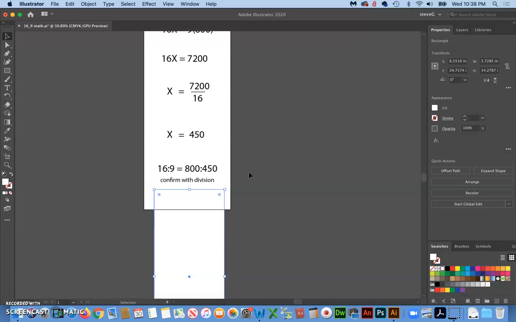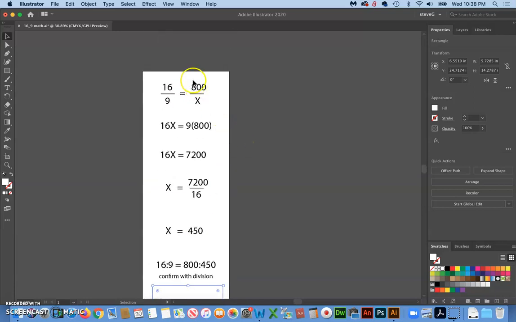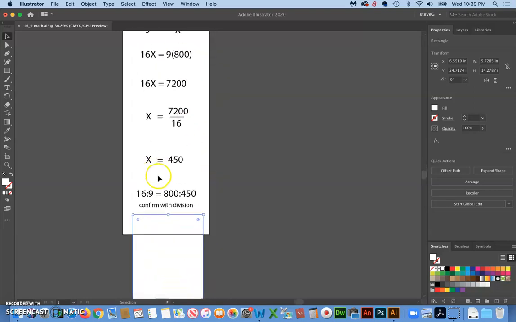Because it's square, and if they say, okay, my wall is 8 feet tall, how wide should it be? Well, the same, right? 8 by 8, because that's square. But what if you started out with the masterpiece at 16:9 and the wall was 3 feet wide that they wanted you to put this on? You would just punch in 3 instead of 800 here and you'd come up with the other dimension for it. And you can always confirm with division.